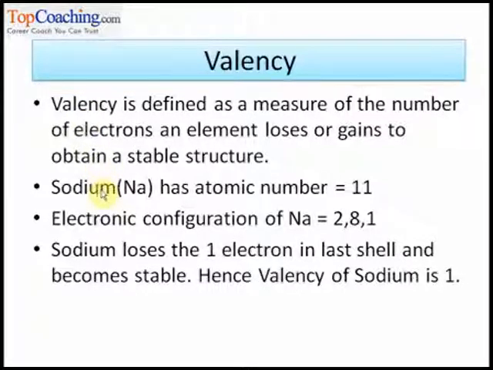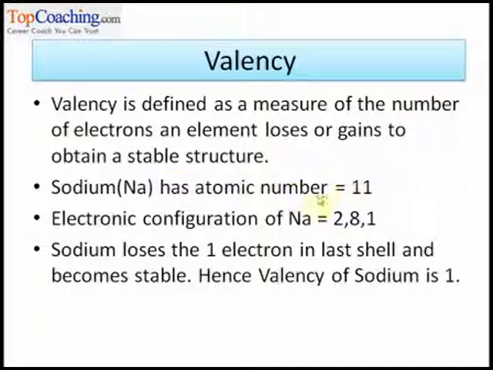Valency is defined as a measure of the number of electrons an element either loses or gains to obtain a stable structure. So, there is an atom of the element. We will see how this atom loses some electrons or gains some electrons and how it becomes stable. I will take the example of sodium. Sodium has an atomic number of 11 and its symbol is Na.